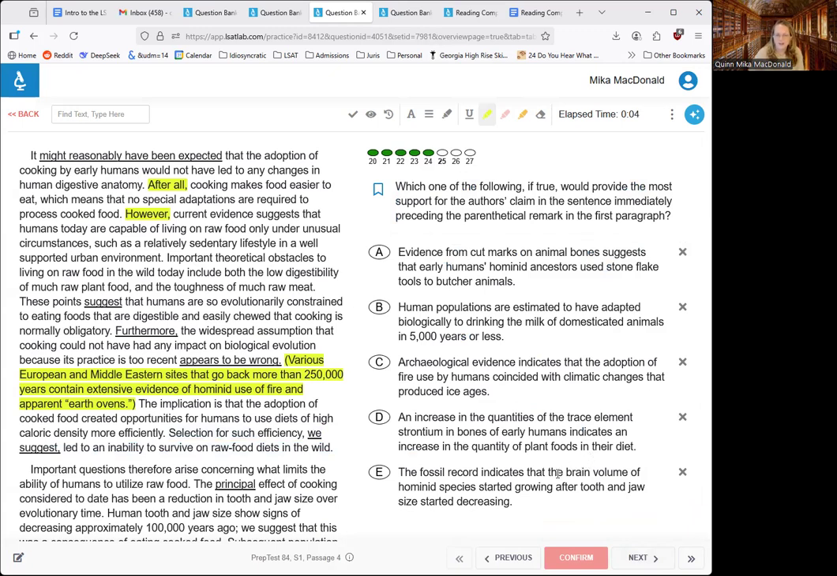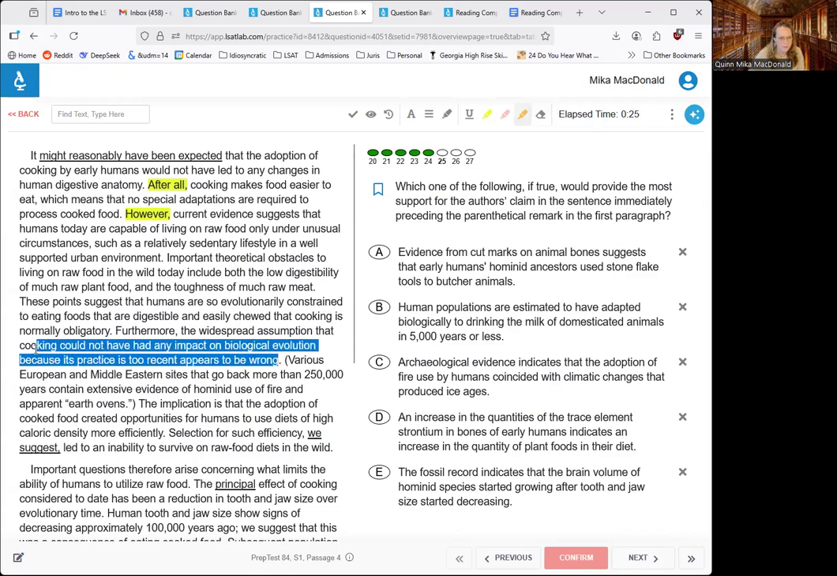All right, a strengthen. So we're dealing with that parenthetical again here, and we're asking which, if true, would support this claim that cooking could not have had any impact on biological evolution because its practice appears too recent, is wrong. So again, we kind of want to think about what exactly are we trying to strengthen here, and what sort of evidence would strengthen it.